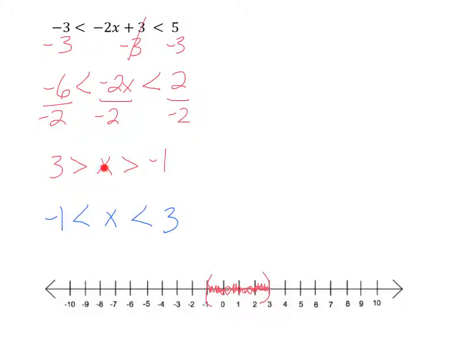It should match. See how x is smaller than 3? X is still smaller than 3. X is bigger than -1. Yes, x is bigger than the -1. So that would be a better way to write it algebraically. If I was going to write it in interval notation, I'd go -1 to 3 with parentheses.